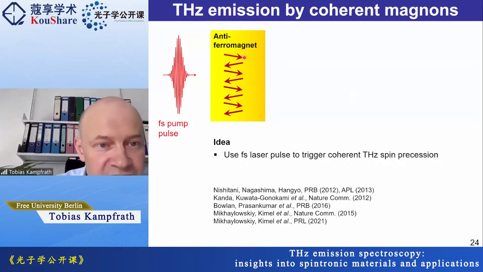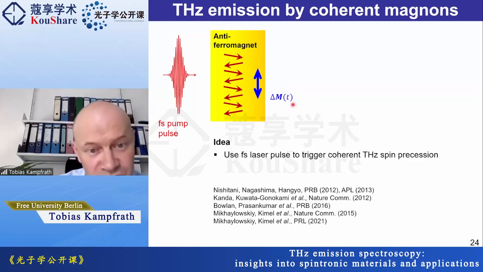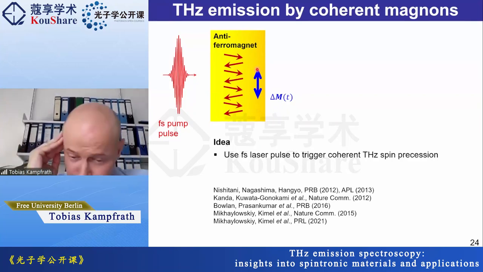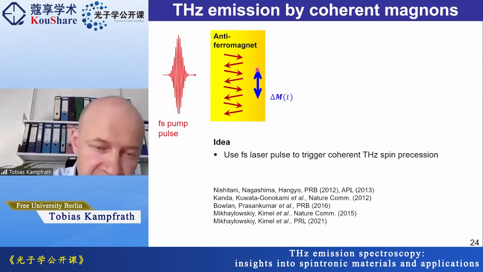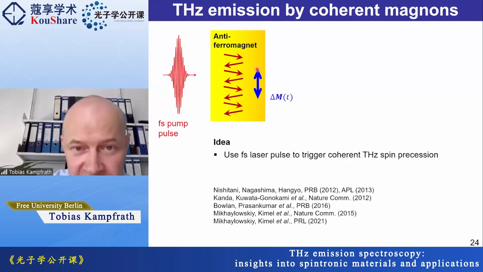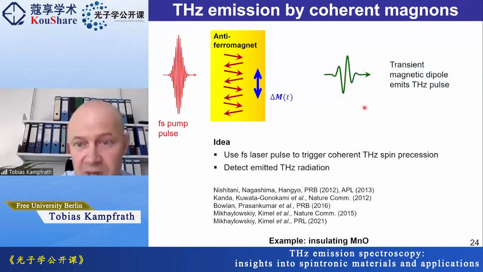But what you see here now is that the top spin is a little bit turned to the bottom side, and so is the second spin. But what does this mean? That we induce now a magnetic moment along this vertical direction. In other words, what we induce is a time-dependent magnetization which oscillates in this direction. But if you have a time-dependent magnetization, you also have a time-dependent magnetic dipole, and this means we have a Hertzian dipole, but this time it's not an electric dipole, it's a magnetic dipole. And this magnetic dipole will also again emit terahertz radiation. And that's something we can detect by electro-optic sampling.